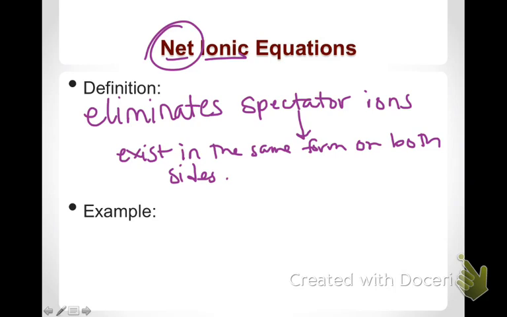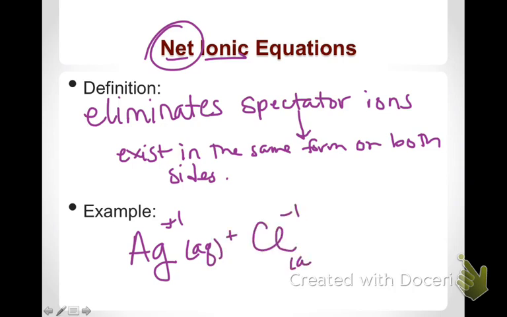And so rewriting our previous equation, that leaves us with Ag plus 1 aqueous and Cl minus 1 aqueous, and that is showing the formation of silver chloride, which is a solid, so it is a precipitate in that double replacement. So basically it's showing just the formation of the precipitate, which is the only chemical change that is happening.